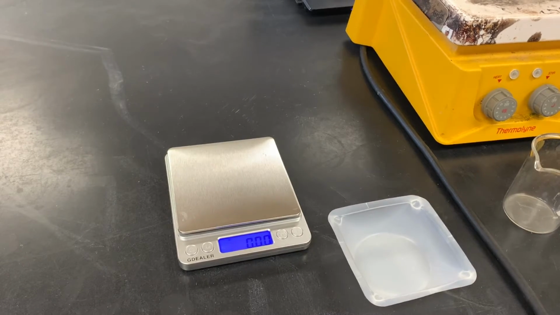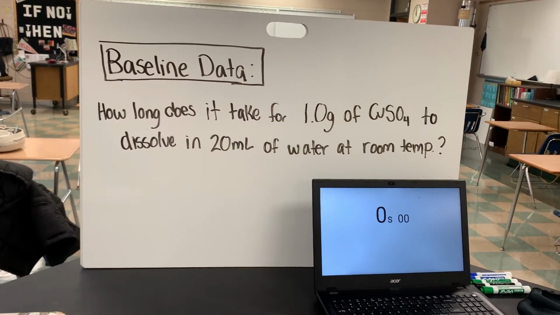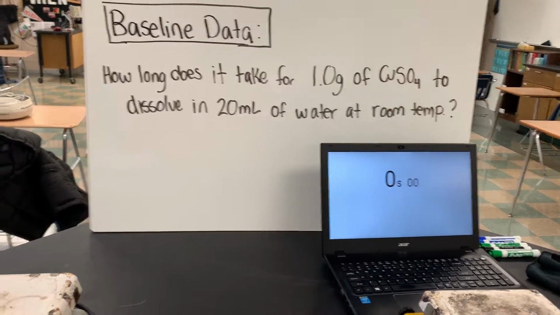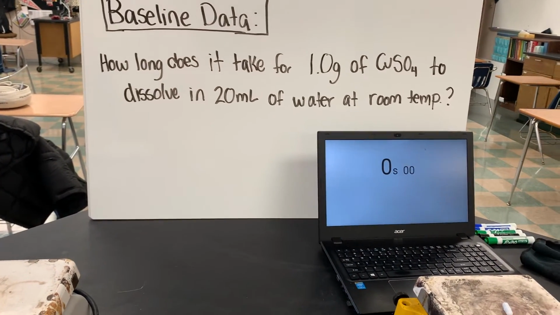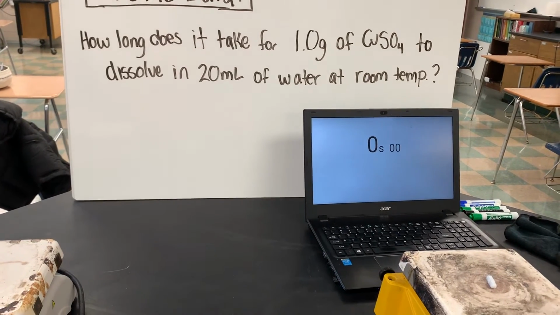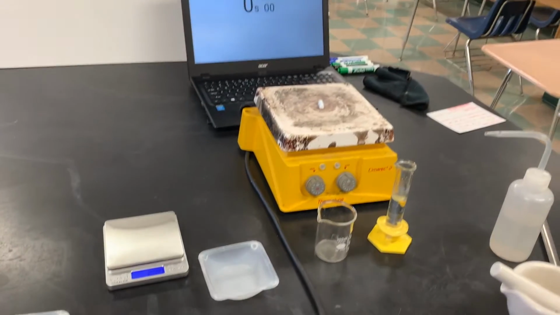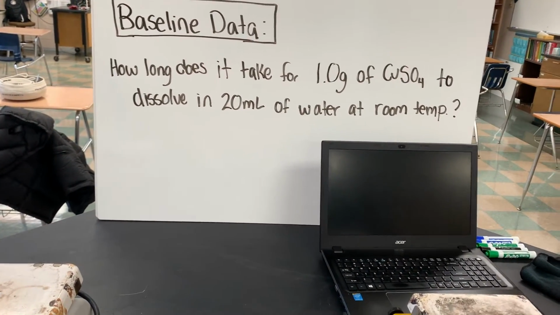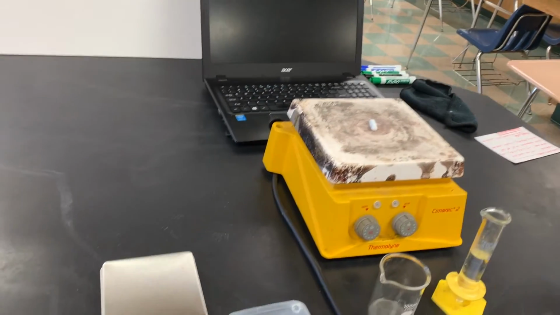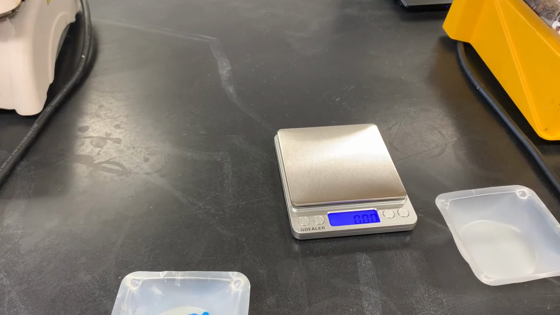So what I have up on the board right now is what we're going to call our baseline data. So the question is, how long does it take for 1 gram of copper sulfate to dissolve in 20 milliliters of water at room temperature? Okay, so you can see I've got my setup here. We're going to go through the process of getting things ready to dissolve, and then we are actually going to dissolve it and see how long it takes. So the first thing that I have to do is measure out 1 gram of copper sulfate.